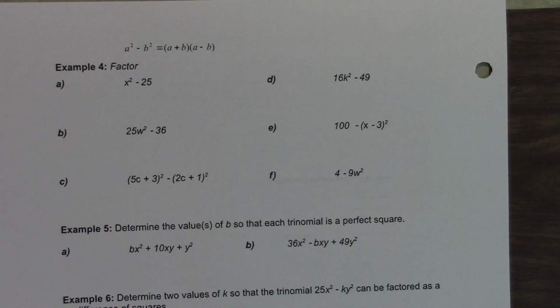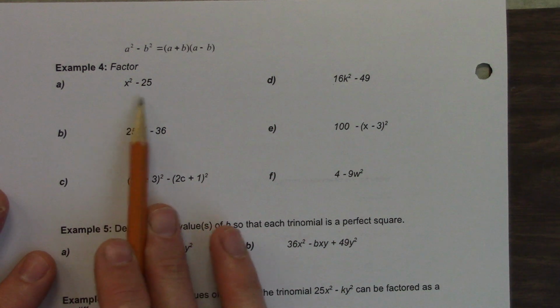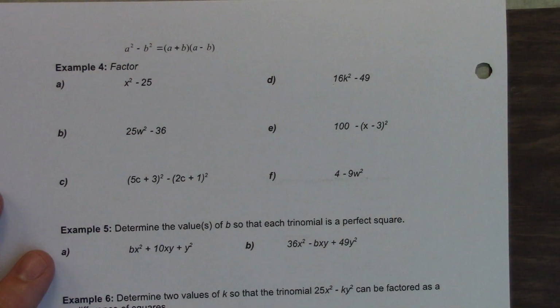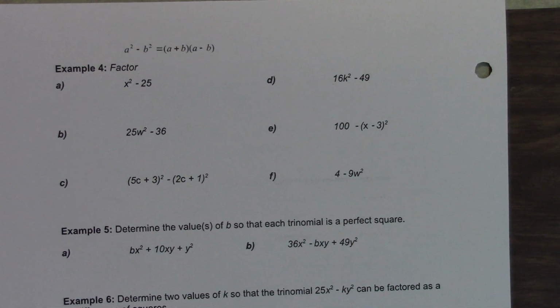Whenever you see a binomial that's just two terms and you need to factor it, the first thing you want to check is, are they both perfect squares? Yep. So the answer for 480 is x plus 5, x minus 5.